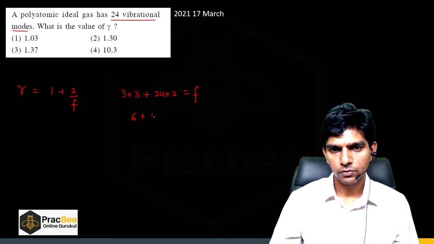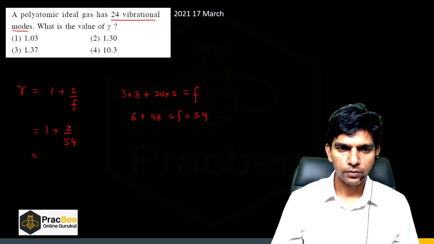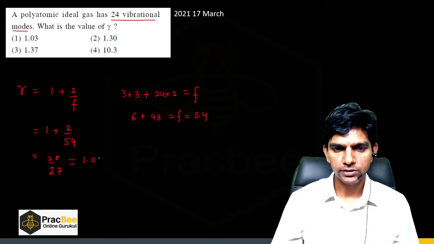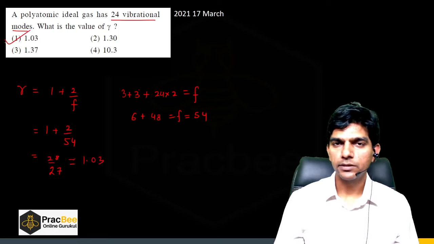So 1 plus 2 by 54. So this will be 28 by 27. Can you see it is quite close to 1? So it is nearly equal to 1.03. So option 1 is the right answer.